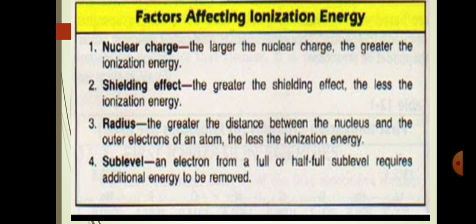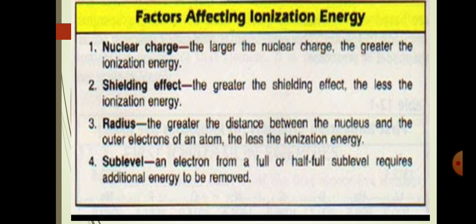Now we discuss the shielding effect. What is the shielding effect? The inner electrons form a shield to the outer electrons and reduce the hold of the nucleus on these valence electrons. The greater the shielding effect, the less the ionization energy. When the number of shells increases, the shielding effect also increases, and less energy is required to remove the valence electron from its outermost shell.